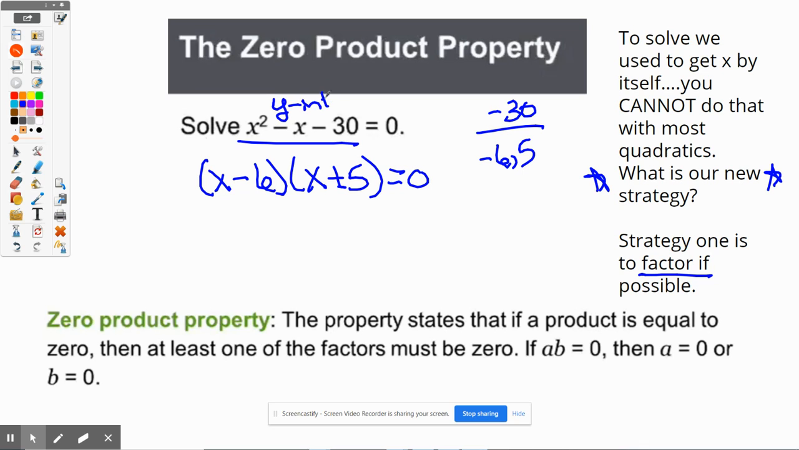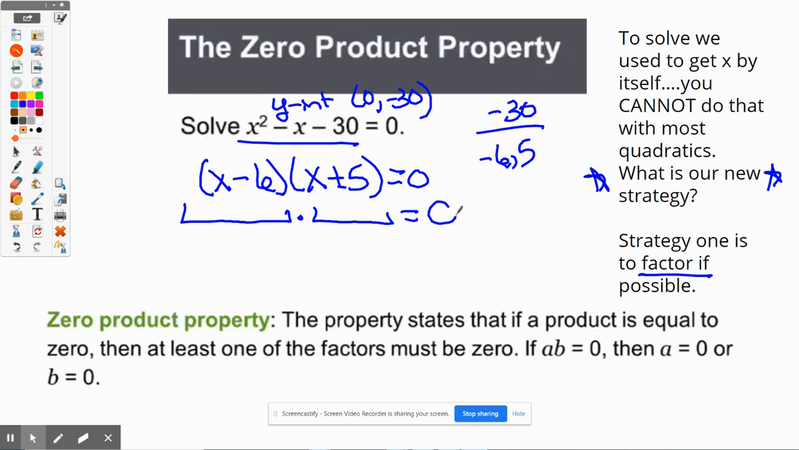Fun fact, the y-intercept is (0, -30), and this is factored form. Factored form is good for finding solutions and for finding x-intercepts. So what the zero product property tells us is basically what we were just talking about. This is a number times another number. X minus 6 represents a number as long as you plug something in for x. X plus 5 represents one number as long as you plug something in for x.